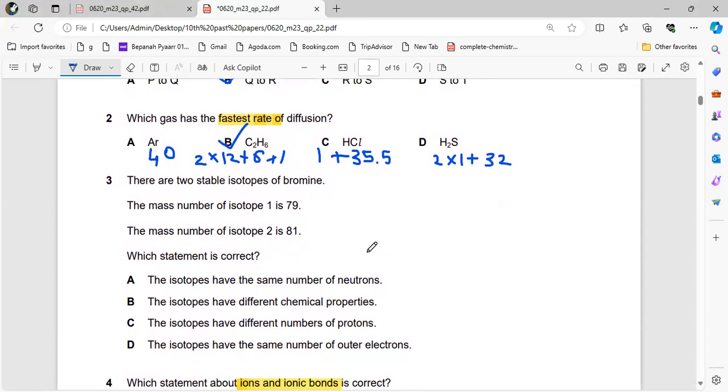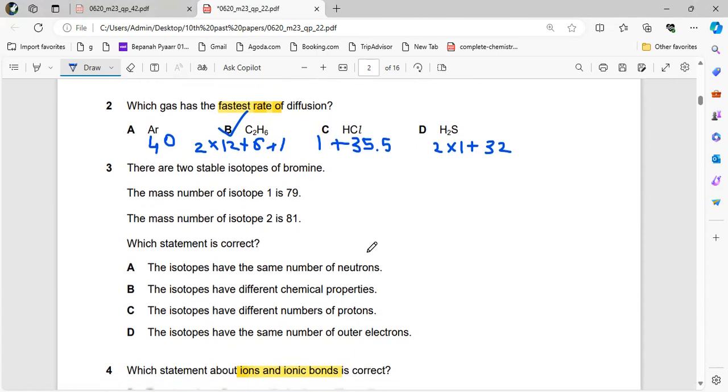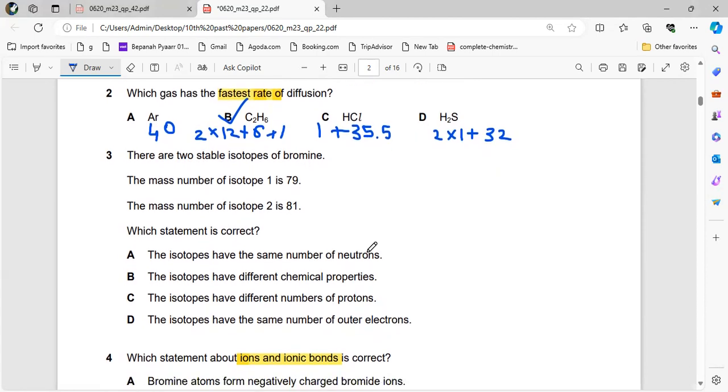Which gas has the fastest rate of diffusion? The options given are argon, C2H6, hydrochloric acid, and H2S. In this case, we have to find out the atomic mass for the element and the molar mass for all the compounds given here. The one whose molar mass is less will have the fastest rate of diffusion. So here we get the answer C2H6, which has the fastest rate of diffusion.